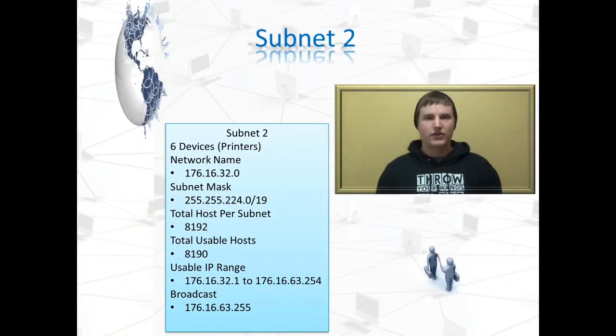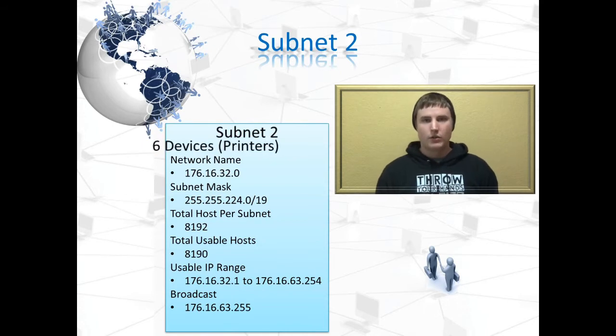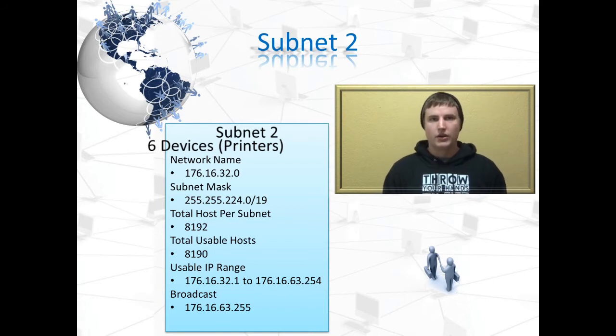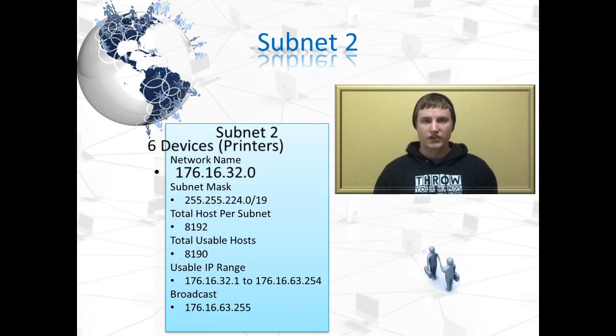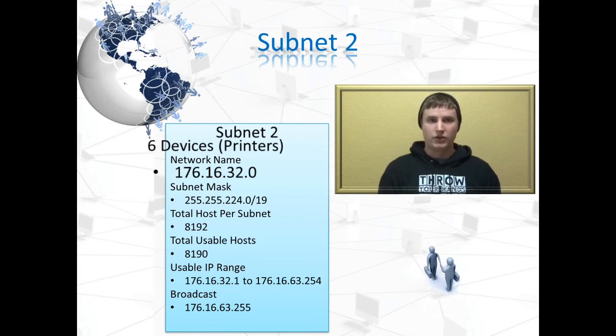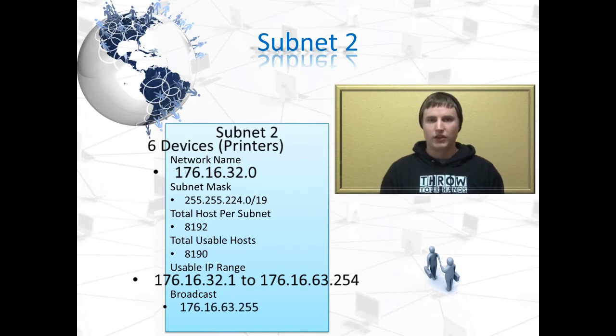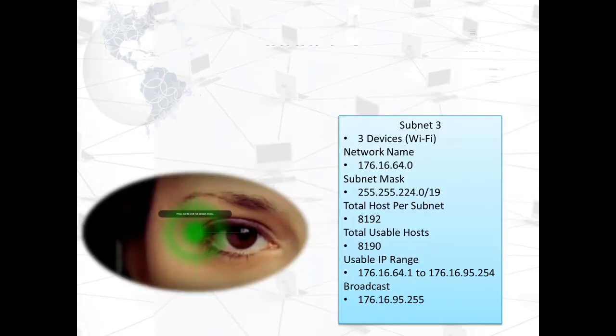Alright, so I'll be talking about the second subnet. This subnet we're only doing printers. Right now we have 6 printers hooked up, with potential to add more printers if necessary down the road. Our network name is going to be 176.16.32.0 for this subnet. The only thing that will change in the usables is the last 2 octets, so it'll be 32.1 through 63.254, and the broadcast of that will be 63.255.